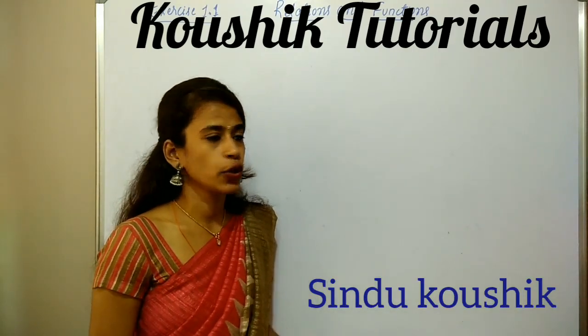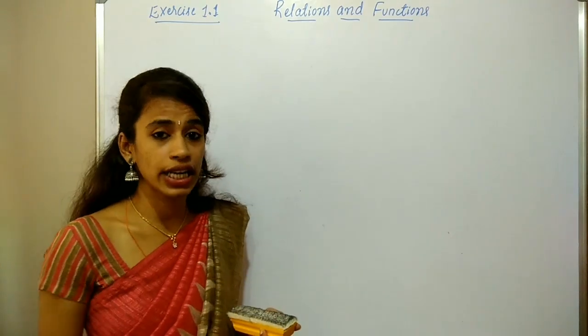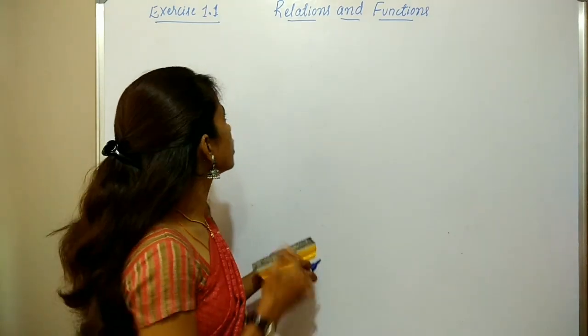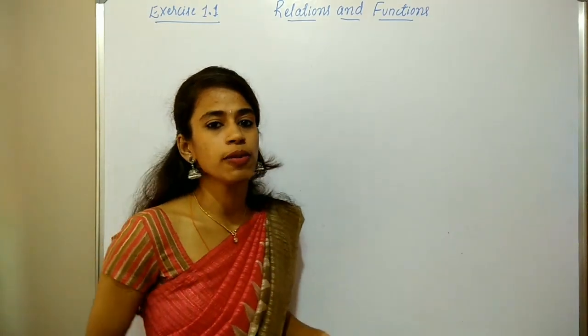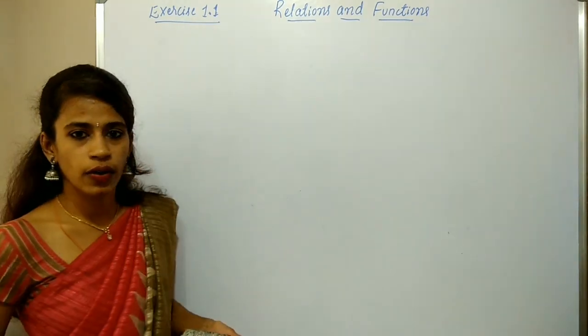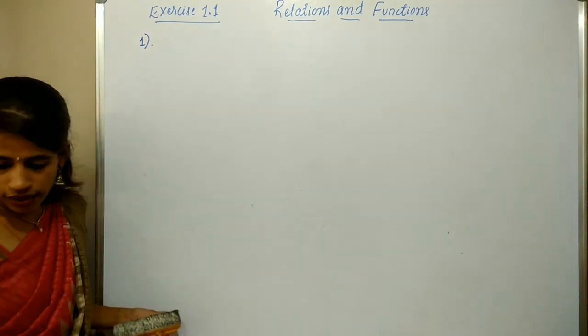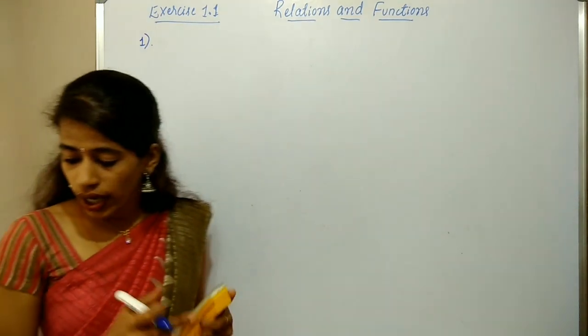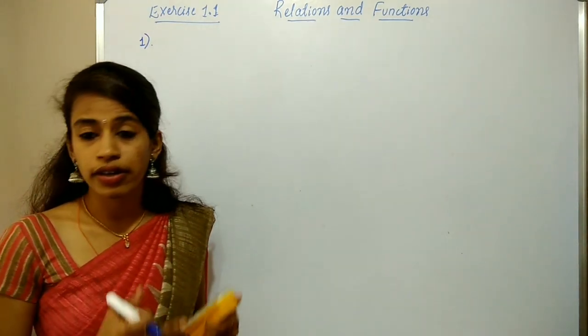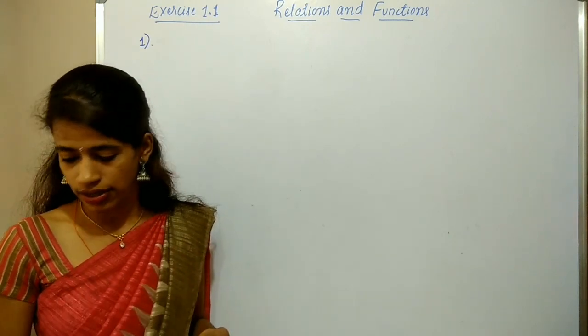In the previous video, we have discussed types of relations. So now we will solve some exercise problems, exercise 1.1. Okay, so first problem. So what is the first problem? Determine whether each of the following relations are reflexive, symmetric and transitive.